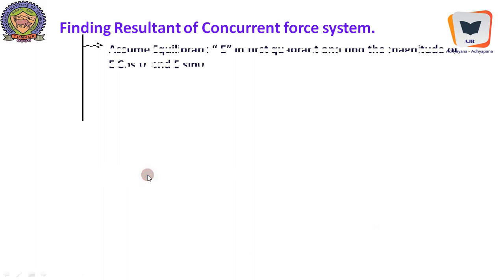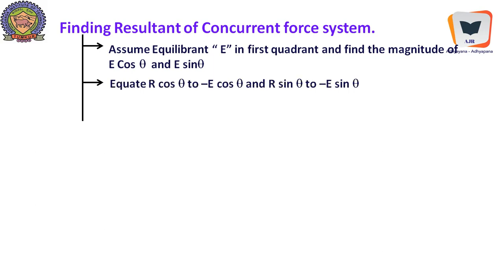In that, we first assumed an equilibrant E in the first quadrant so that its horizontal component will be positive and its vertical component will also be positive. And we found the magnitude of E cos theta and E sin theta by summing up the components of all other forces making the system. And we got the consolidated values of minus E cos theta and minus E sin theta. Then we equated R cos theta to minus E cos theta and R sin theta to minus E sin theta, R being the resultant of the system, which is equal and opposite in sign when compared with the equilibrant, and resultant and equilibrant are mutually opposite but equal in magnitude. We made use of this particular knowledge in order to solve the problem.